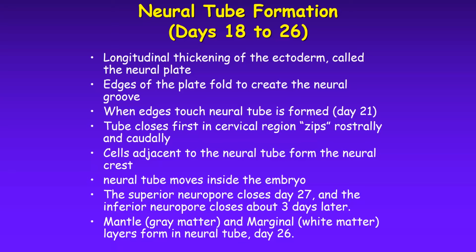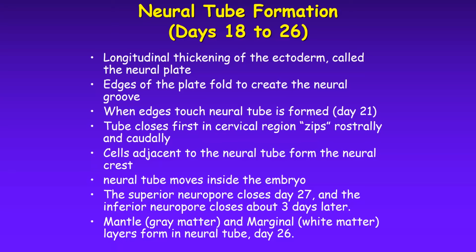The tube closes first in the cervical region, okay? So it's kind of like up around C7, C6 is where those first edges touch. And then it zips rostrally and caudally, kind of like a Ziploc baggie. Those edges of the neural tube meet, and the neural groove meet and form the neural tube, okay? Cells adjacent to the neural tube form those neural crest cells, little red cells I showed you that kind of came in. That's the neural crest cells.